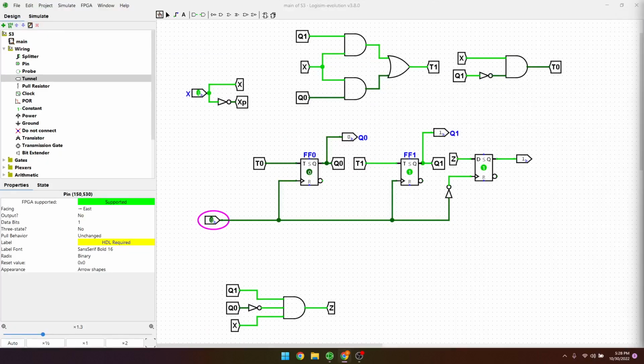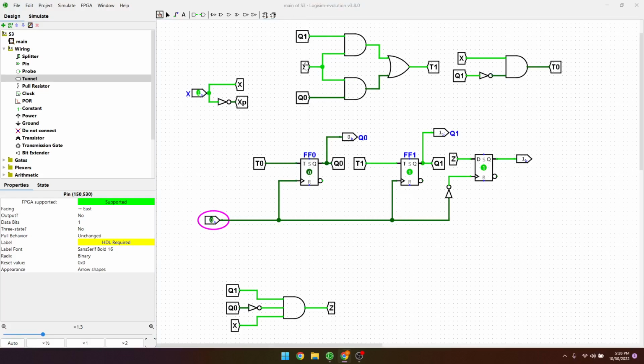Let me make sure I have the instructions here. Ultimately, that left me with this circuit, which I created via the equations that we had. So this is T1. So it's Q1. Let's see here. Did I do that right? Yep, I did that right.